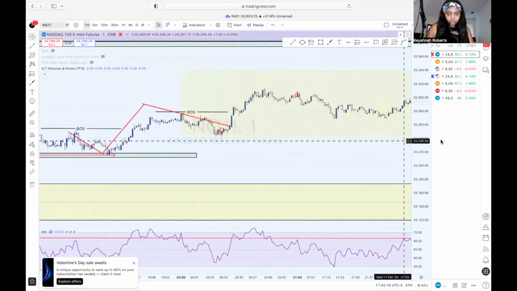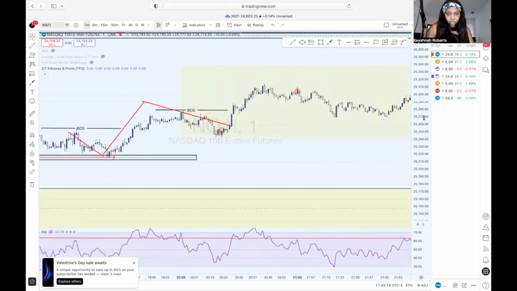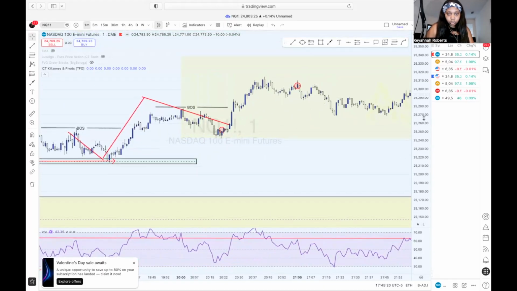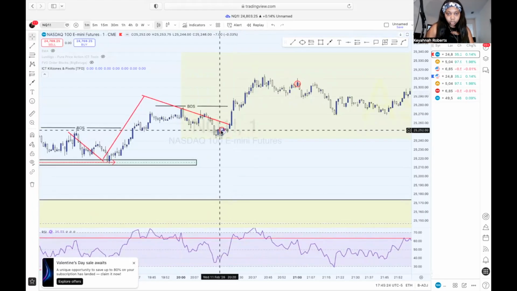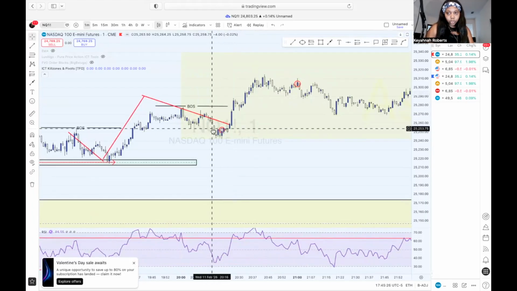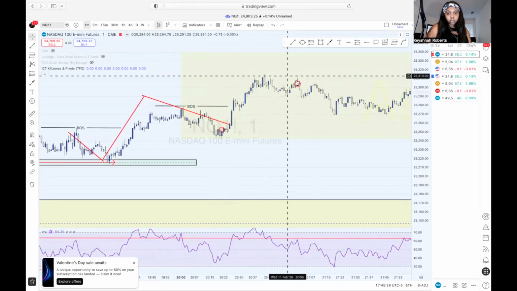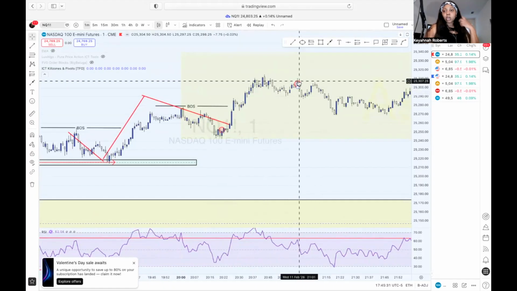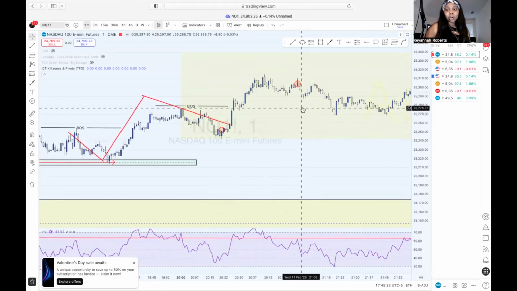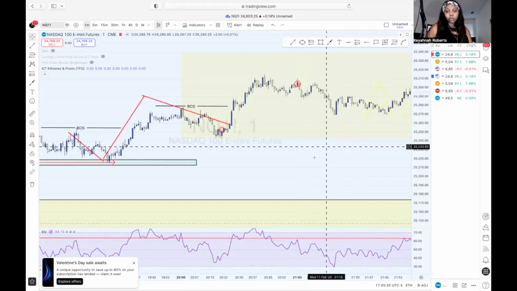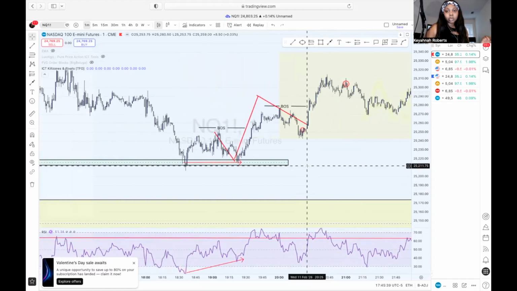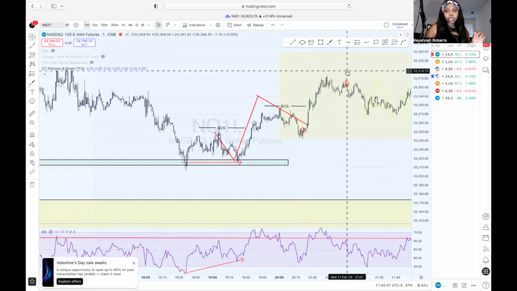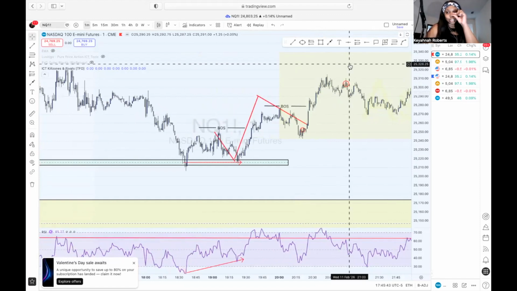So I entered off the close of this candle here. So this was like initially around my entry point, and then I took my take profit right here. It was nighttime, so I wasn't trying to wait for the pullback because my initial TP was so close to hitting it too. Like it came up and it was like this close.